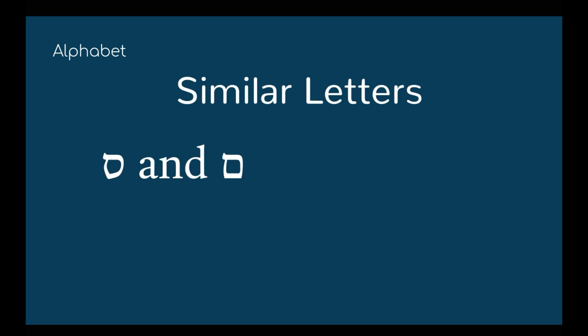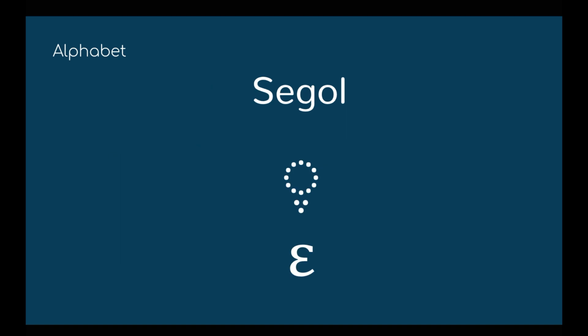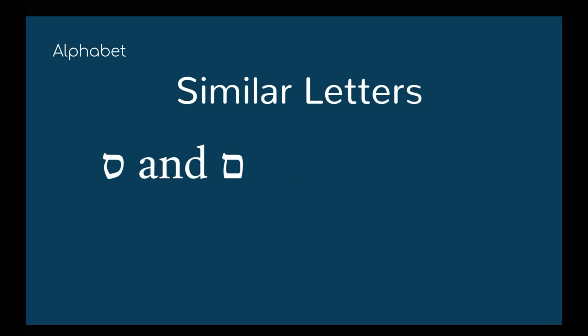Finally, because it's easy to confuse some of the letters, we'll show you some letters that look almost identical here so that you can distinguish them. In this case, we have the samech, which is on the left side, and the final mem on the right side. So the left one makes the s sound, and the right one makes the m sound. The way you can tell the difference is that the samech is rounder, and the mem is more square.